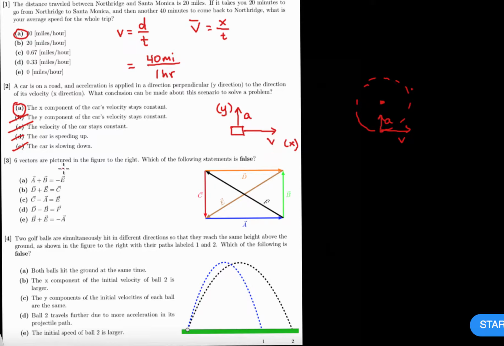Okay, number 3. 6 vectors are pictured in the figure. Which of the following statements is false? A plus B is negative E. I don't get how this works. So all that you have to do is go butt to tail, right? A plus B literally means take B and tack it on to wherever A stops. So A plus B literally means this.